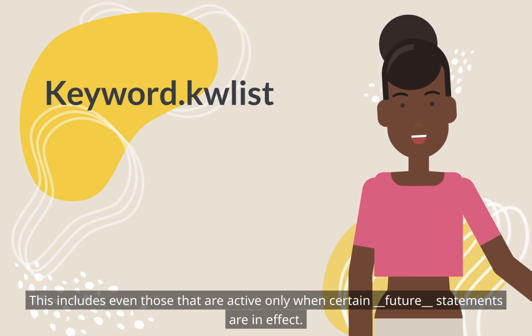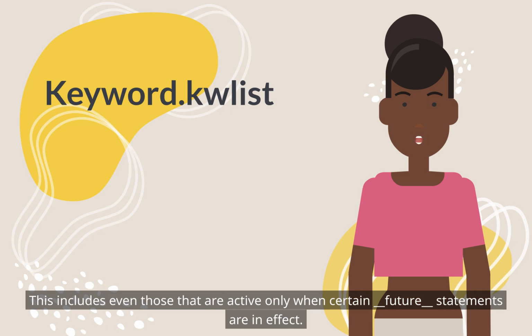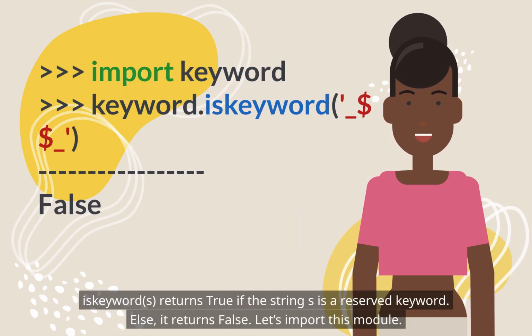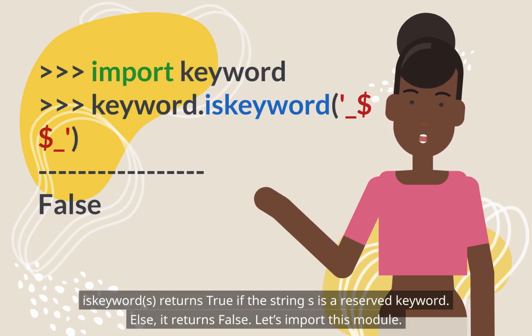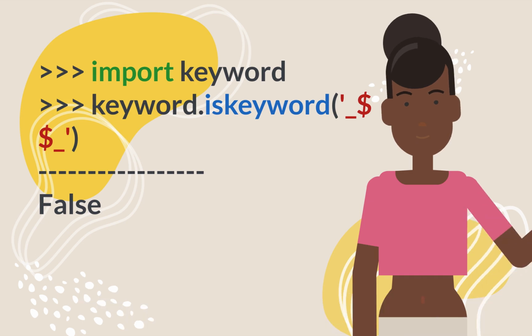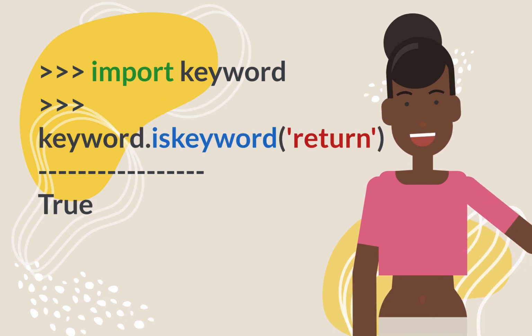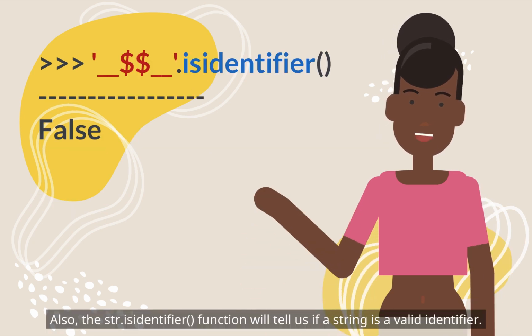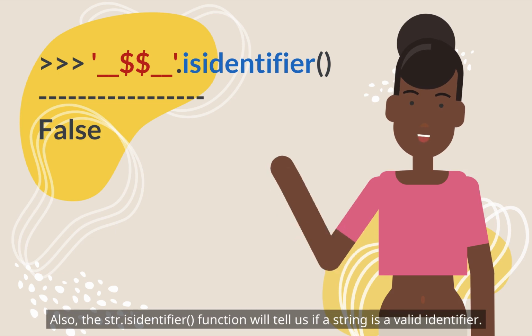This includes even those that are active only when certain future statements are in effect. iskeyword returns true if the string s is a reserved keyword. Else, it returns false. Let's import this module. Also, the str.isidentifier function will tell us if a string is a valid identifier.